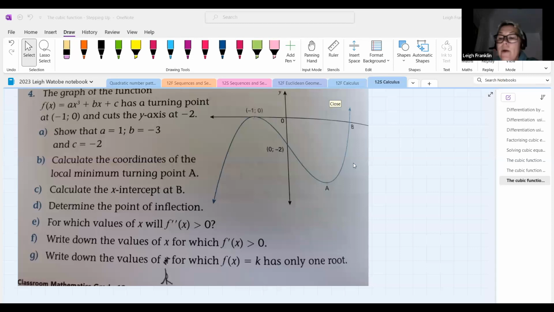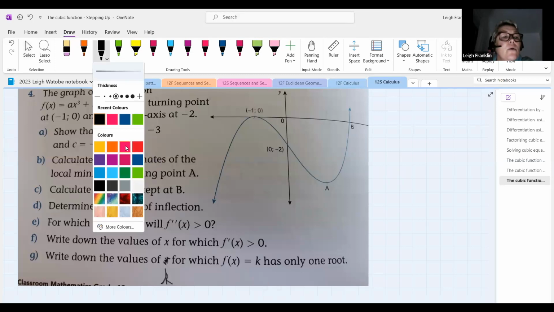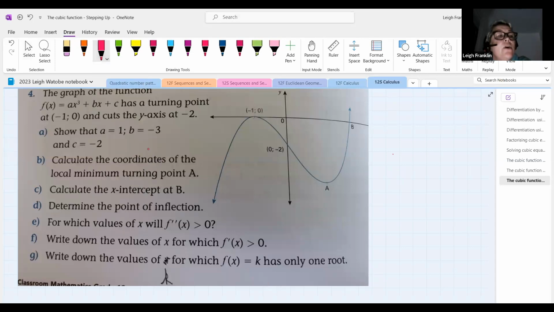All right, what I'm going to do, because we're kind of running out of time, question A is very similar to what we've just done. So I'm not going to work through that again. You guys can always come back and try and do this yourselves, but theoretically, we know how to do that. Okay, so in this question, we've got f of x, and we know that f of x is equal to 1x cubed minus 3x minus 2.